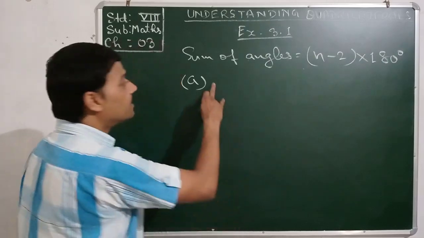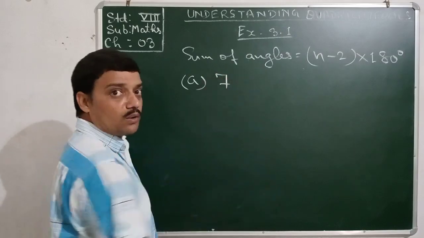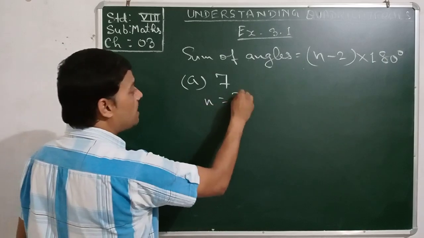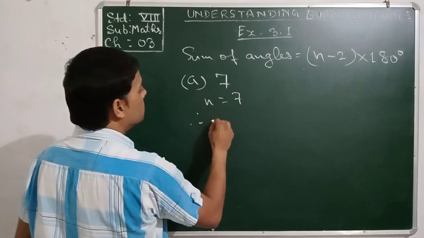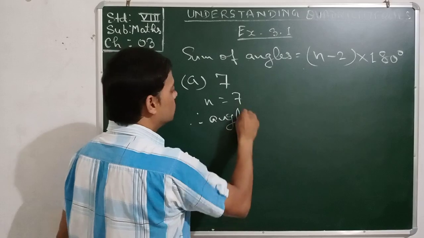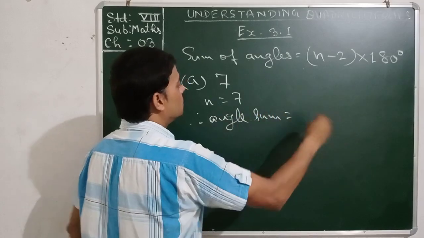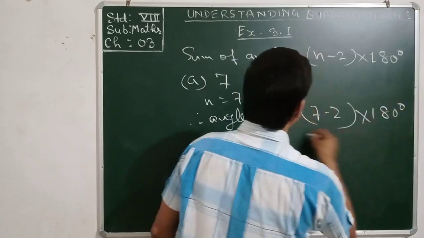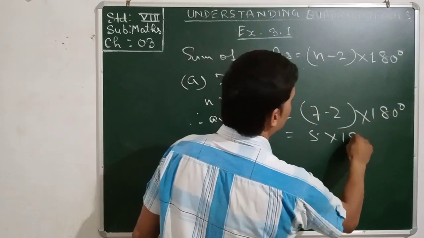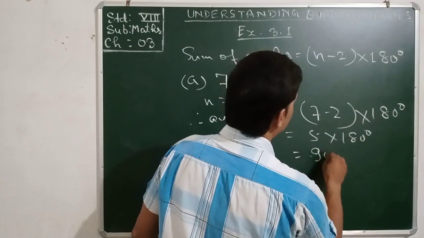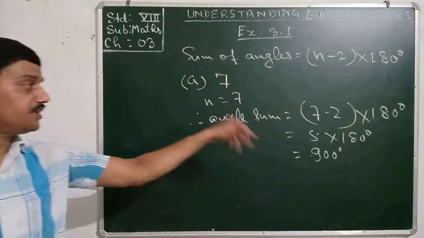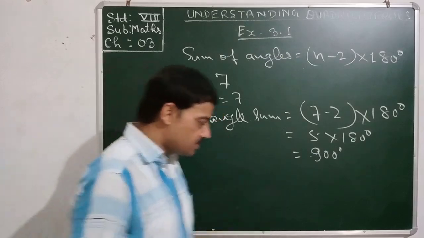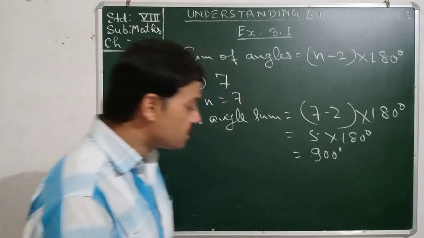Those are given here. Now this is the turn of the septagon. Here the number of sides is 7, n equal to 7. Therefore angle sum equal to 7 minus 2 into 180 degrees, that is 5 into 180 degrees. We can write it as 900 degrees. In this way, as I have solved numbers B and C, you can go for these things yourself.